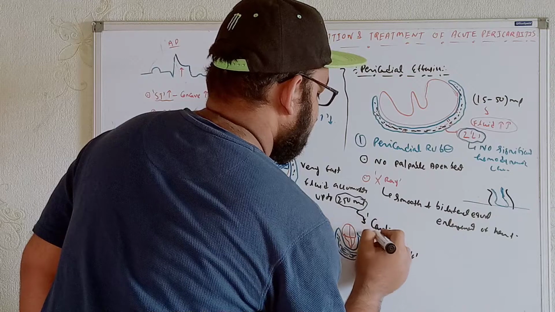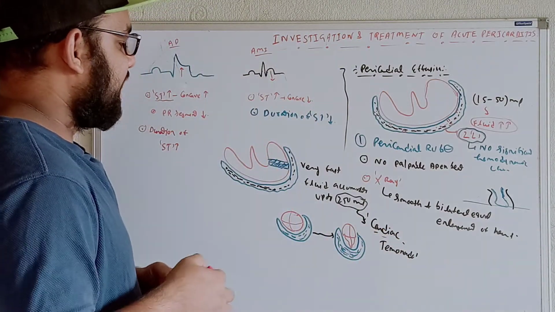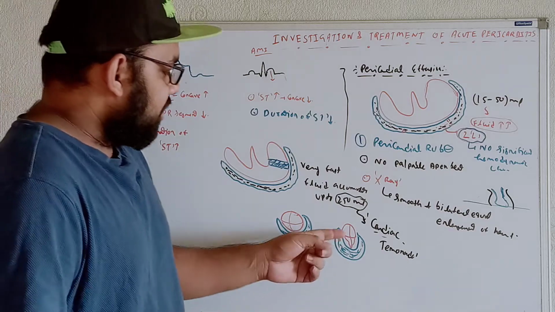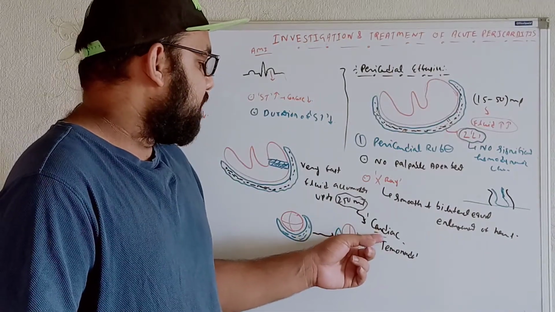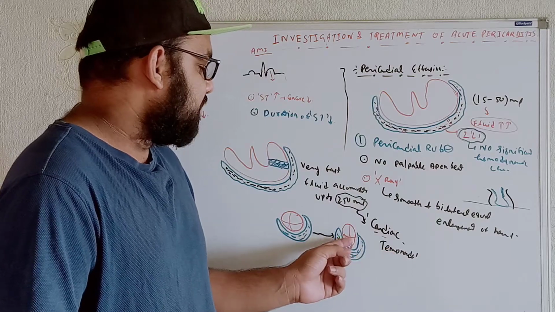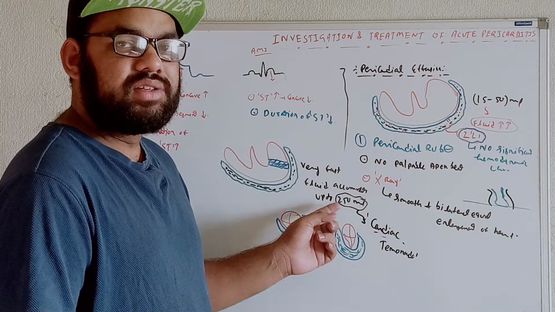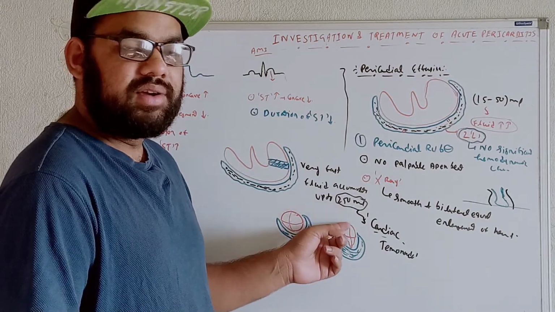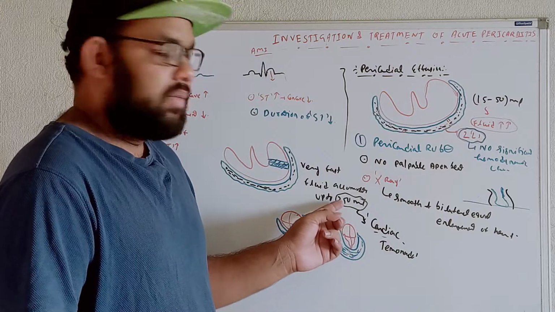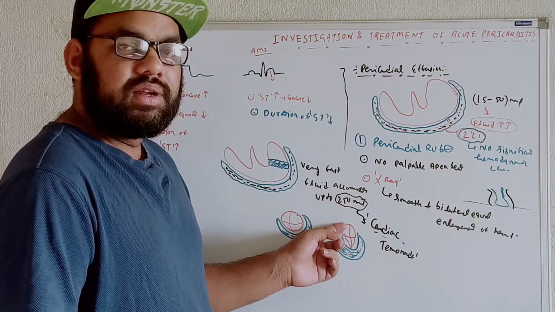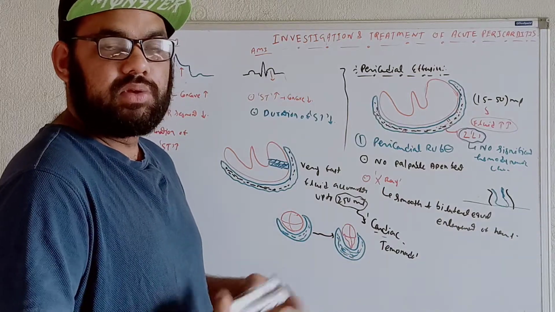And as I mentioned in my previous video, whenever we see the development of cardiac tamponade, the heart will not be able to take more blood. So the venous return will be decreased. Whenever the venous return is decreased, definitely the cardiac output will also be decreased.